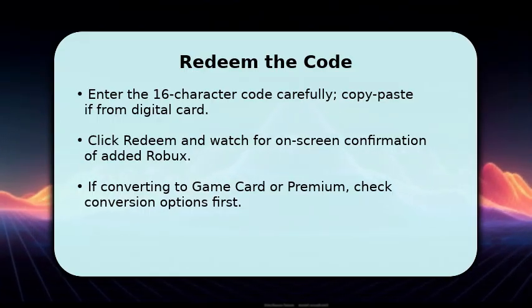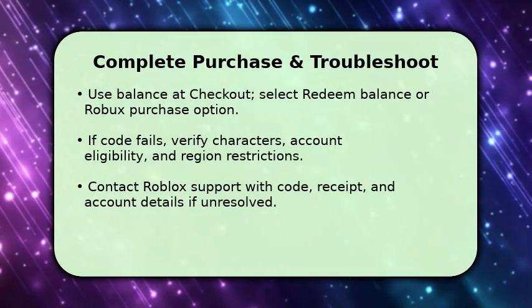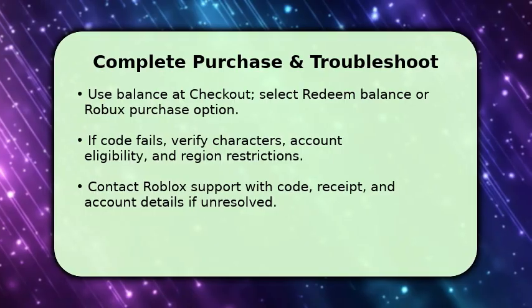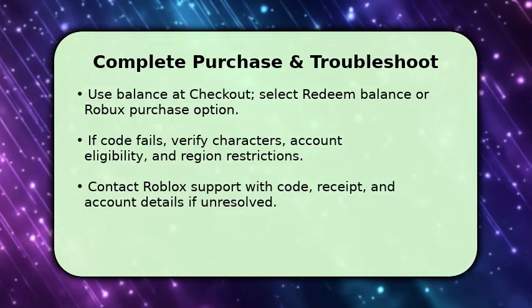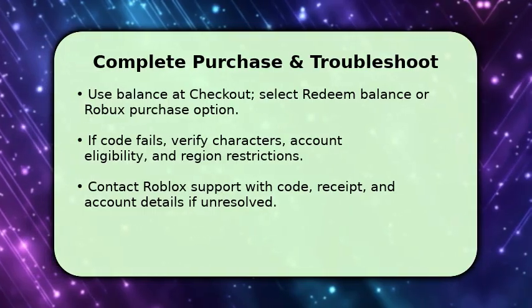Finish by going to the item or Robux page and selecting your newly added balance at checkout. Choose it as the payment method and confirm the purchase. Once done, you'll see the item or Robux added to your inventory or account immediately.